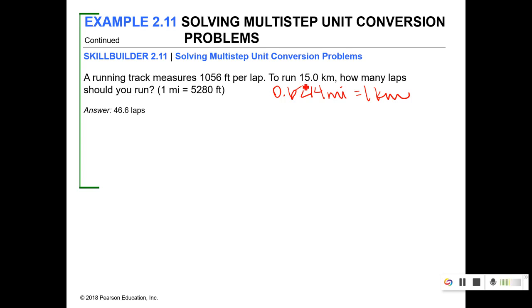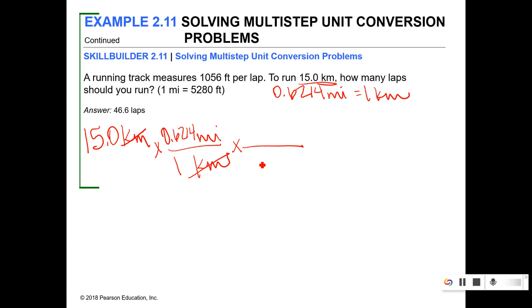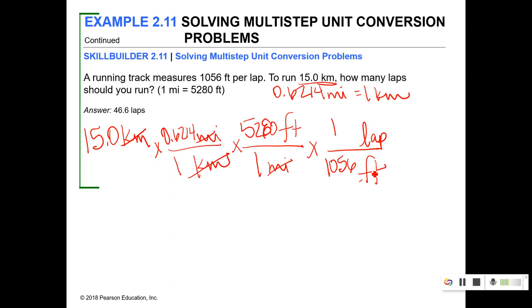Okay, so again, we're starting with our kilometers, so 15 kilometers. So I need to get kilometers to miles. Don't forget to cross out your kilometers. Miles to feet, so 1 mile is 5,280 feet. Miles cancel. And then it tells me there's feet in a lap. So in 1 lap, there are 1,056 feet. My feet cancel, and it asks how many laps.